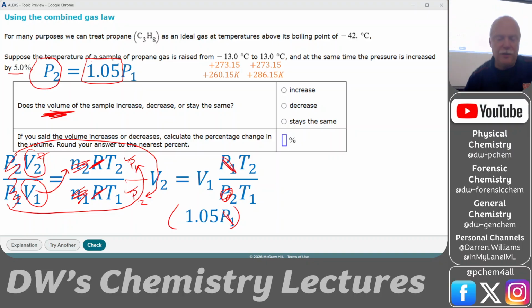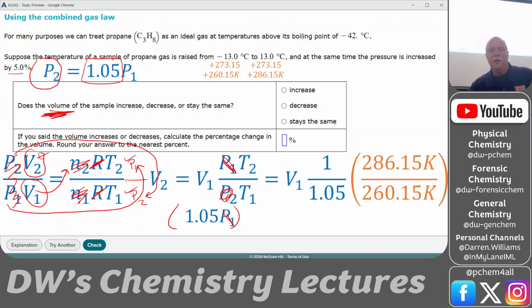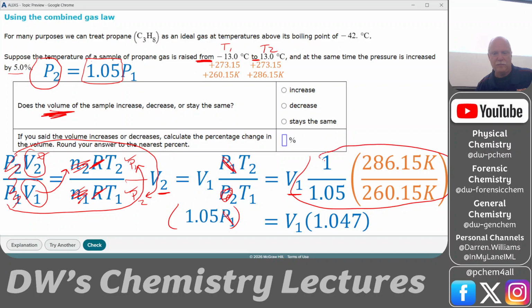Now let's do the temperatures. Those are pretty straightforward. So I've got the 286. This is T2. This is T1. Because notice it went from T1 to T2. Okay. So those go in there, and I can do that division and divide by 1.05. And so this is the amount that the volume changed. So it went from V2 to V1 times all of this stuff right here. So this stuff is 1.047.